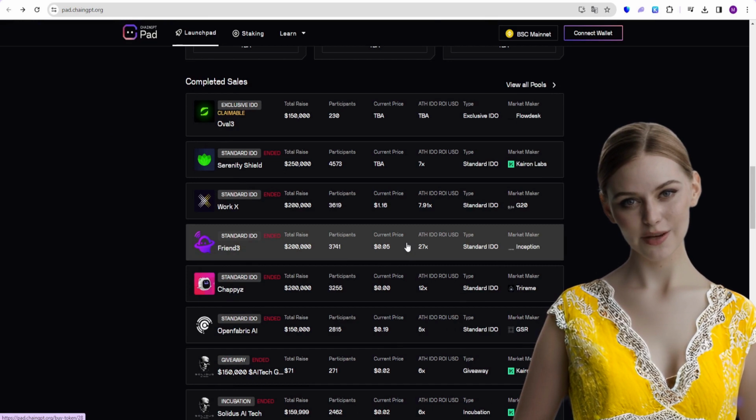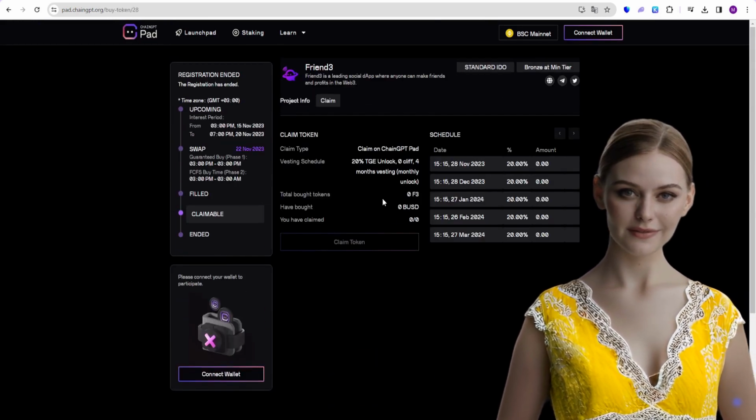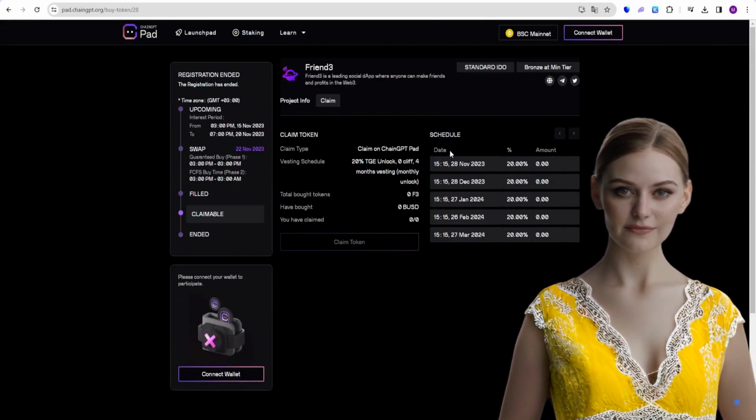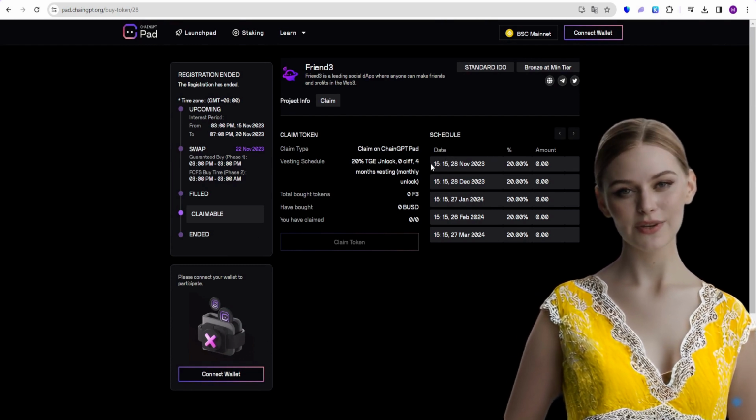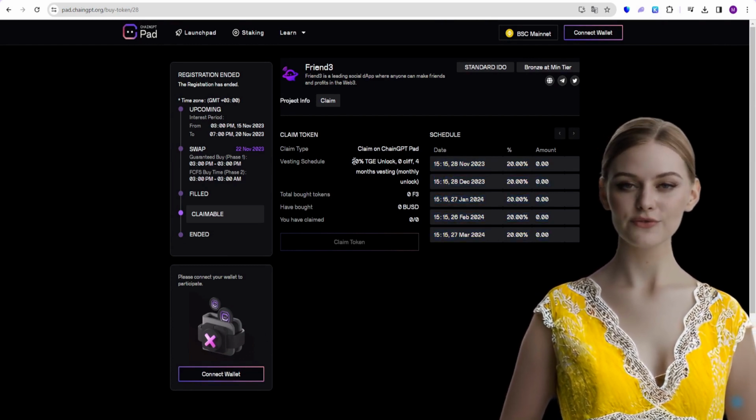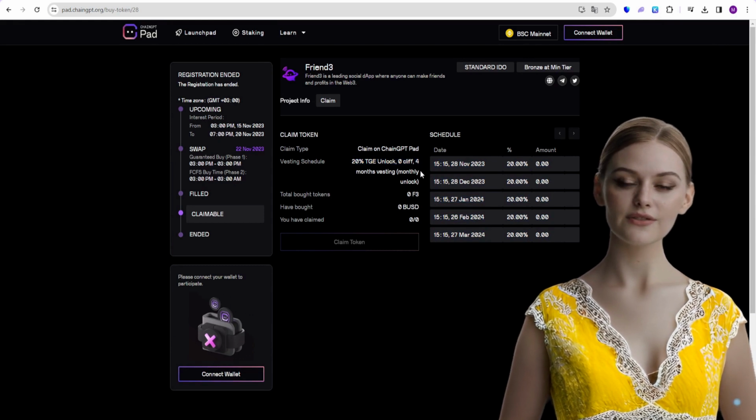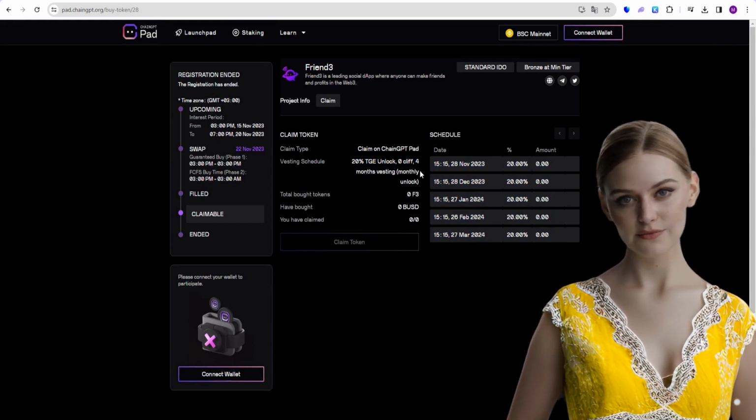Let's take a look at the example of the Friend 3 project. The distribution of this IDO is divided into 5 parts. This means participants in this presale will receive 20% of the Friend 3 token initially and the remaining 80% over the next 4 months.